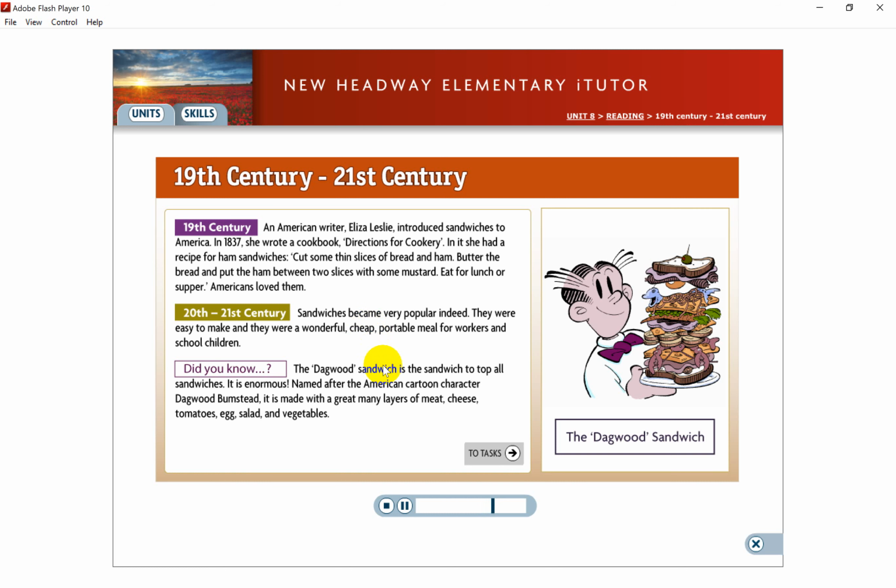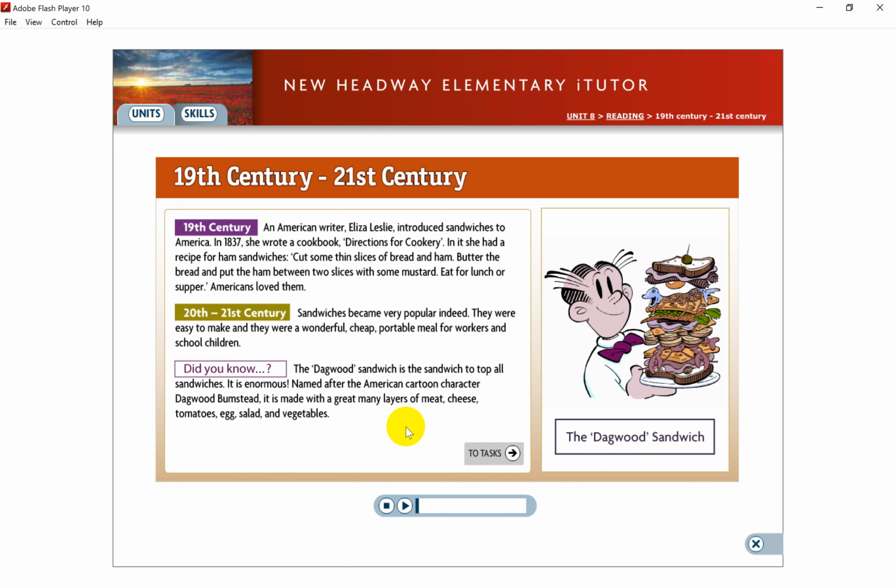Did you know? The Dagwood sandwich is the sandwich to top all sandwiches. It is enormous. Named after the American cartoon character Dagwood Bumstead, it is made with a great many layers of meat, cheese, tomatoes, egg, salad, and vegetables.